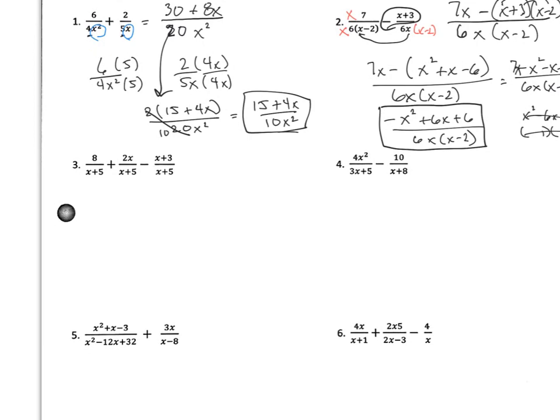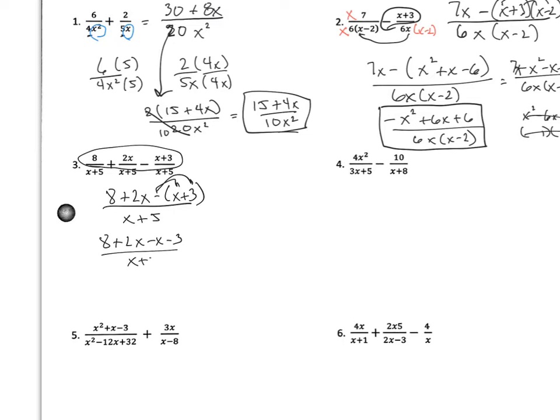So here in number 3, we have one that has a common denominator already. All we have to do is go across the top and take care of these operations. So we have 8 plus 2x minus x plus 3. Be careful with subtracting. You will always change all the signs after that minus sign. So 8 plus 2x minus x minus 3 gives you x plus 5. The top part is x plus 5. And they match completely, so the answer is just a 1.